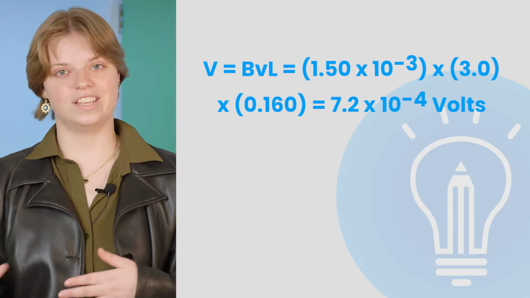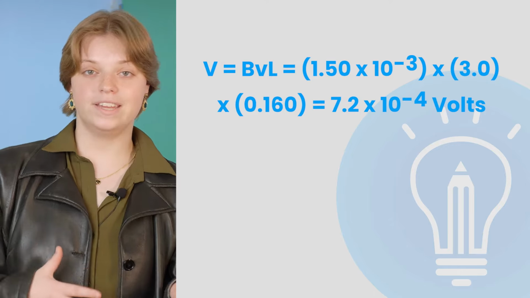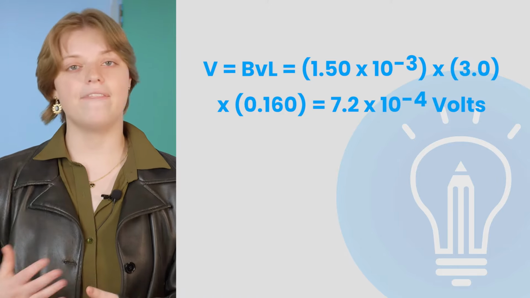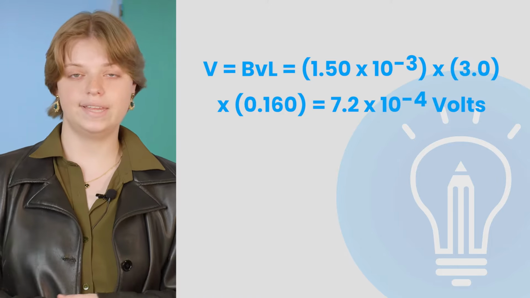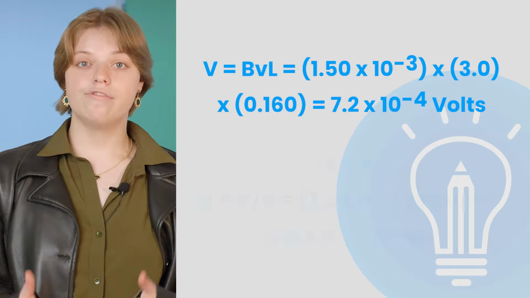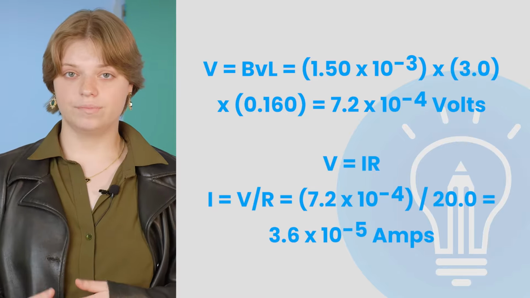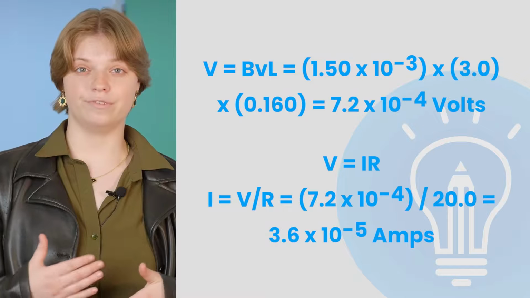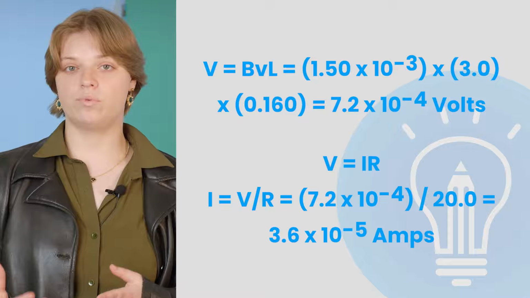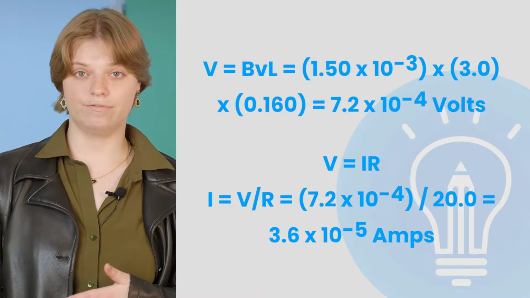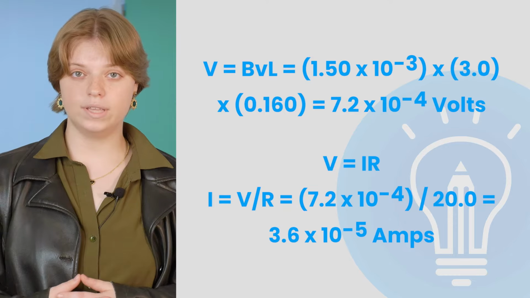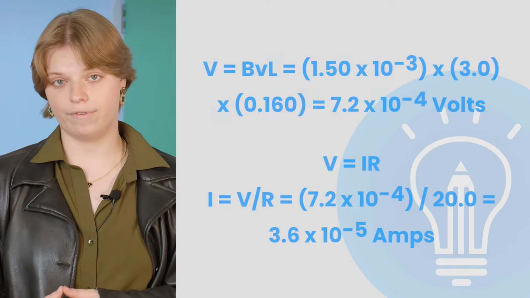So V equals BvL, which then translates to 1.5 times 10 to the power of negative 3 times 3 times 0.16, and that gives us 7.2 times 10 to the power of negative 4 volts. Then we use that to calculate the current. So V equals IR, we rearrange that so it is I equals V over R. We then get 7.2 times 10 to the power of negative 4 divided by 20, and we are left with our current equaling 3.6 times 10 to the power of negative 5 amps.